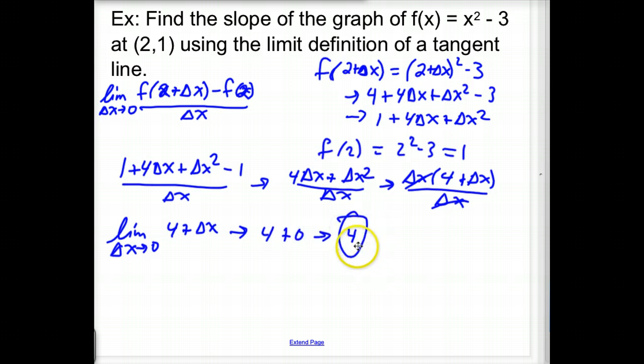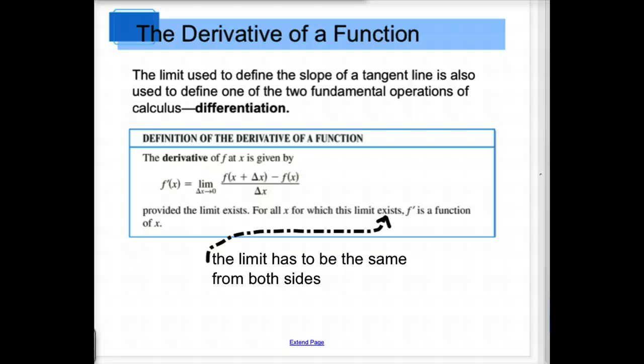So the slope of a tangent line that would go through the point 2, 1 of x squared minus 3 is going to be 4. If we take a quick look at a graph of that, it's a parabola at 2, 1. We're going to have a positive slope, pretty steep, about 4. That should make logical sense. That's not a proof, that's just checking to see if our answer even makes sense.